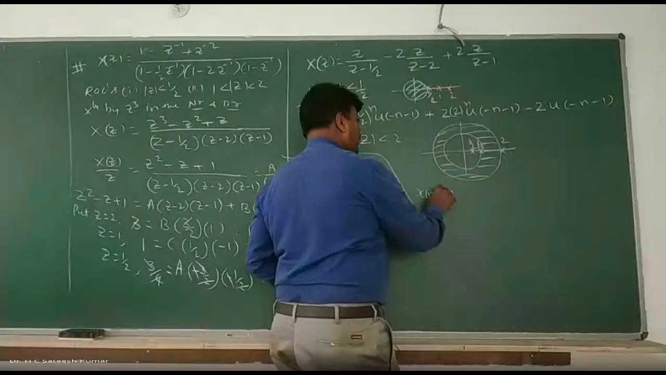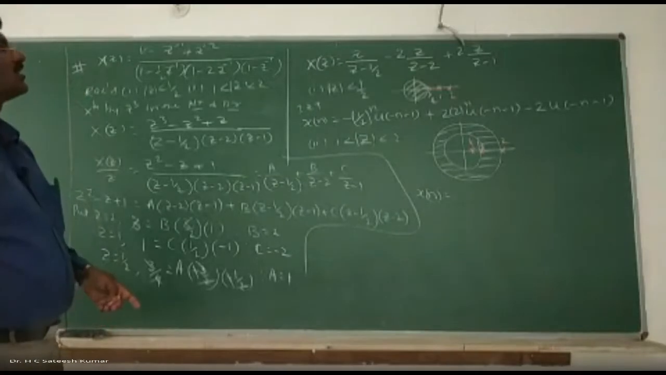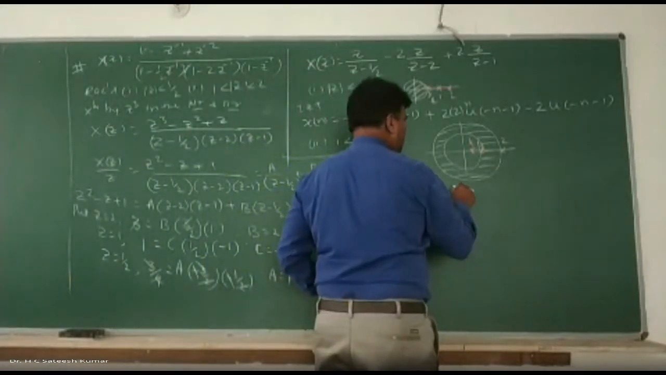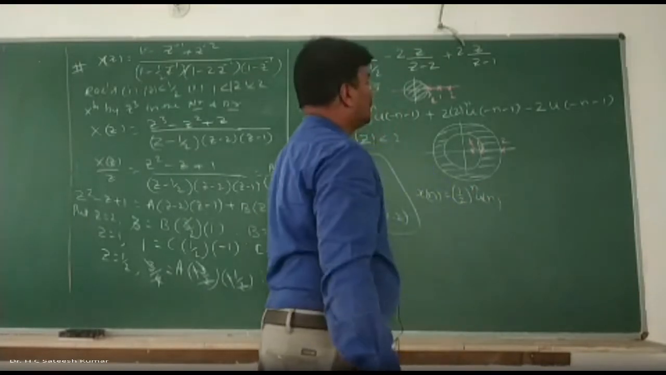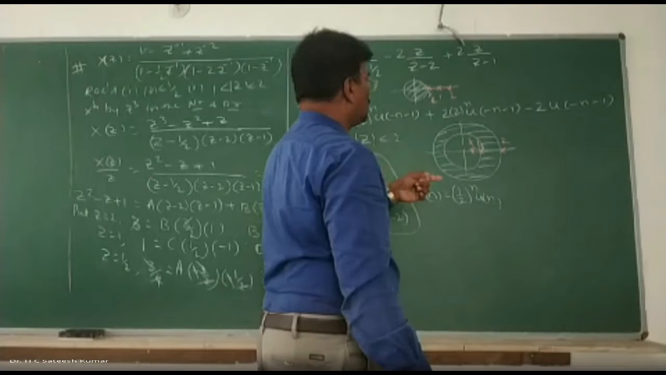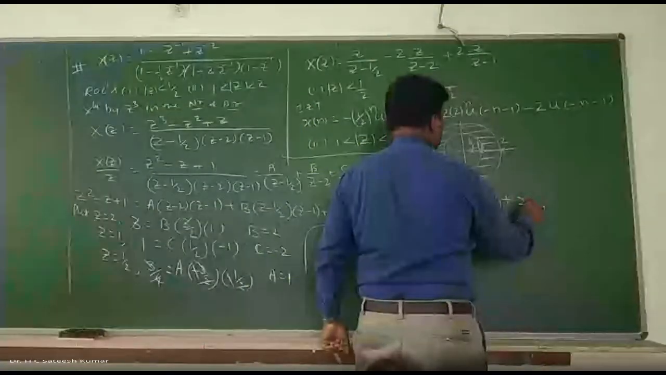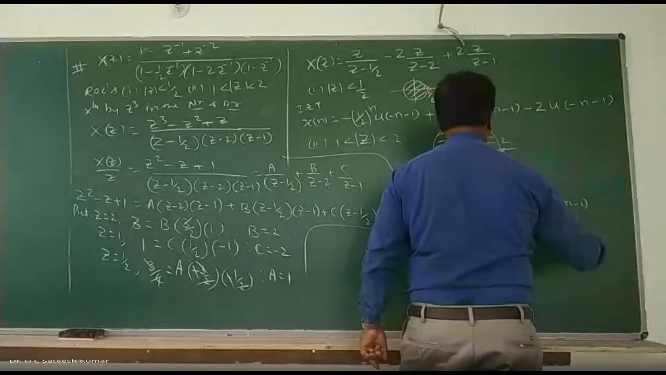x of n is equal to, what is that? First term is what? Half. That is a right-handed sequence: half to the power of n into u of n. Next one is what? 2. 2 is what? Left-handed sequence. Minus of minus is plus: 2 into 2 power n into u of minus n minus 1.